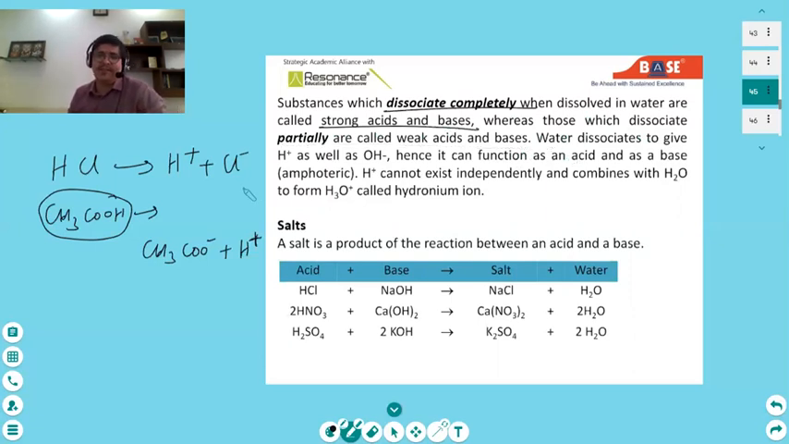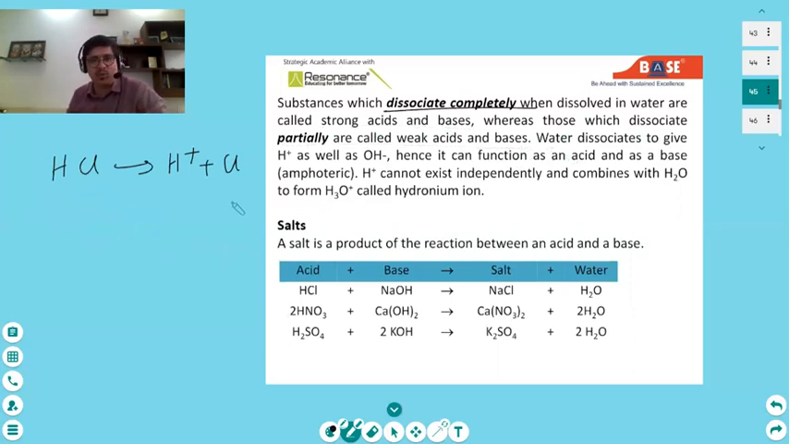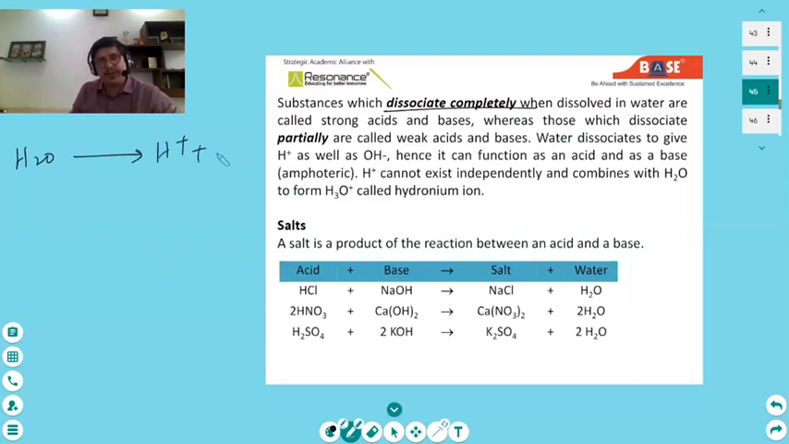Water itself gives H plus and OH minus. Therefore, we can tell that it can function as an acid and a base, and anything which can function as both acid and base is known as amphoteric. You take water, it self-dissociates as H plus and OH minus ions. Generally you cannot take a single water molecule, so they react in a large number of water molecules. So what do you see?